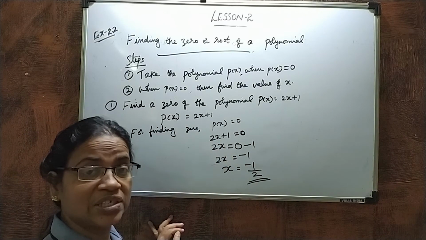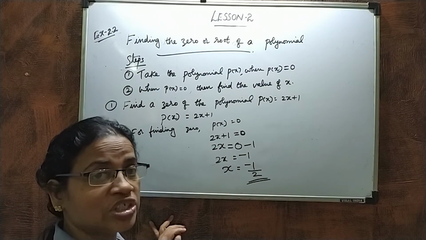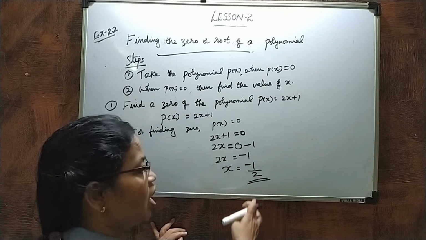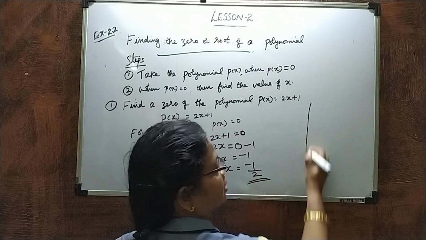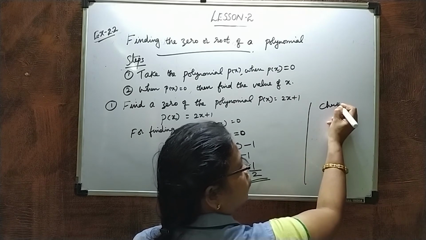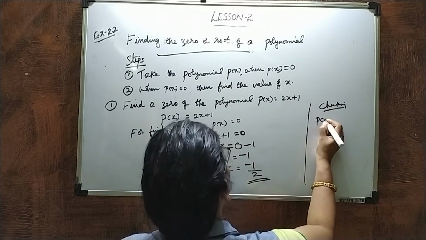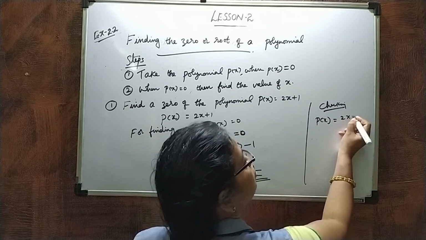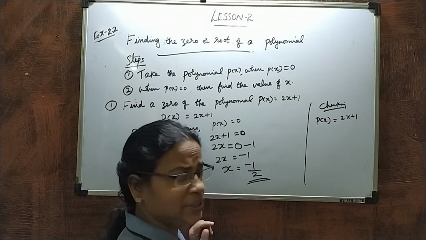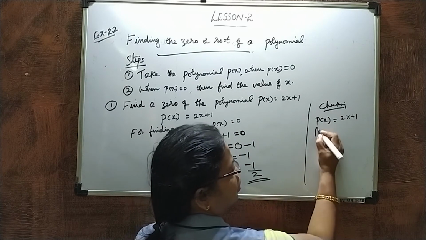How will you check whether it is correct or not? Do you remember the checking? Already we have studied. What you have to do? Apply this to P of x. This is the checking, if you want you can do it, if you have a doubt. So P of x is equal to 2x plus 1. Right? Just apply P of negative 1 by 2.